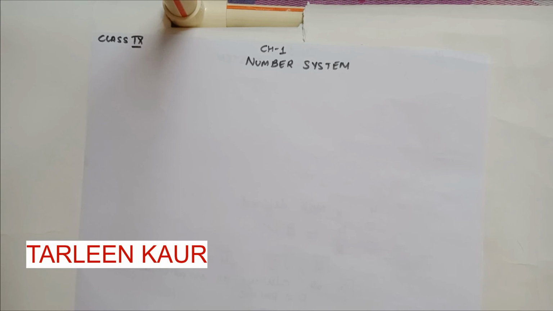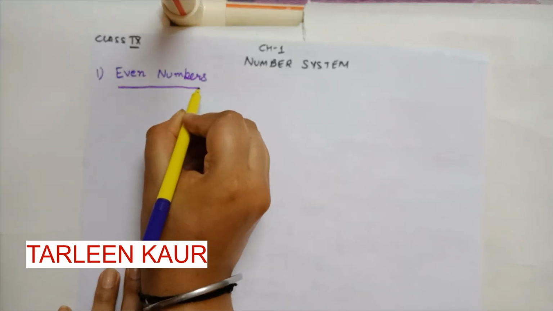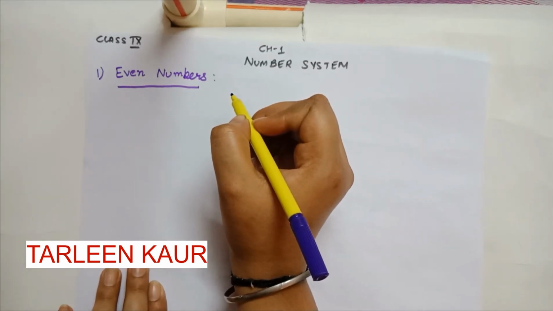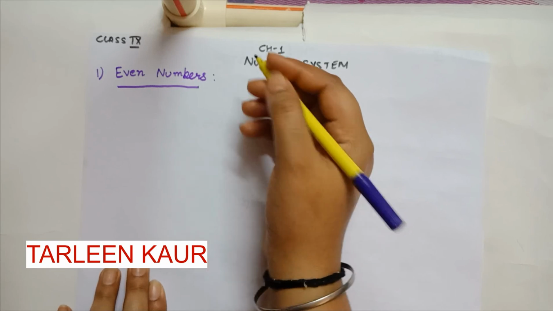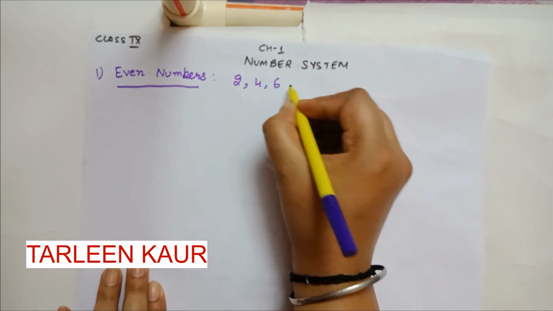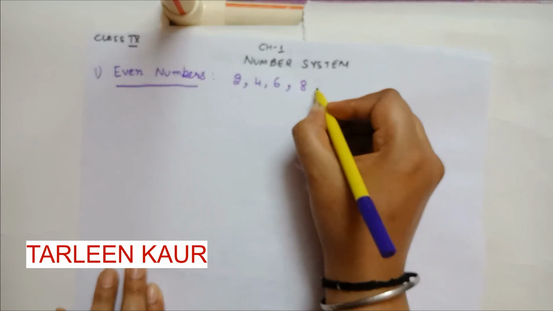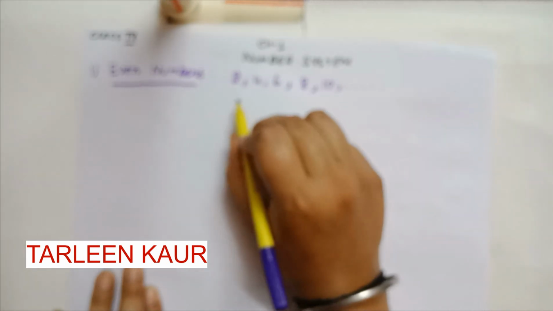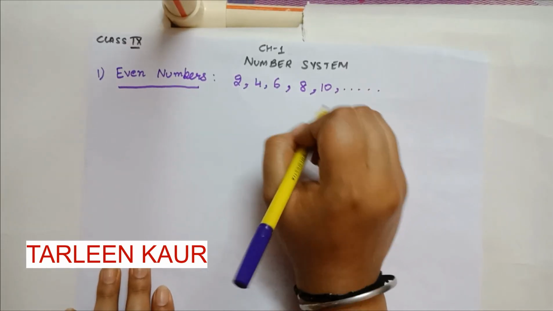Today I will discuss some basic types of numbers. So number 1, even numbers. Even numbers are those numbers which are multiples of 2 or can be divisible by 2. Multiples means उसके टेबल में आने वाले numbers. For example 2, 4, 6, 8, 10 and so on. These all numbers are called even numbers.